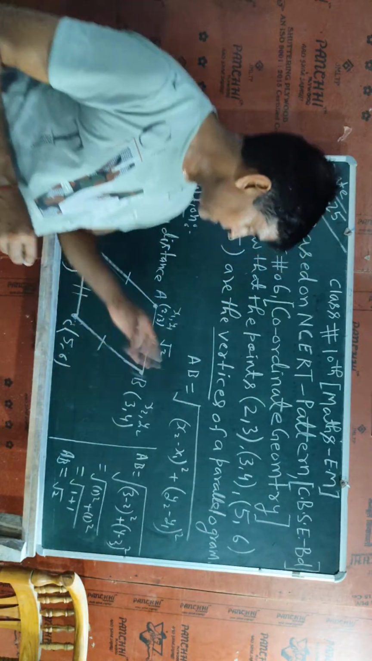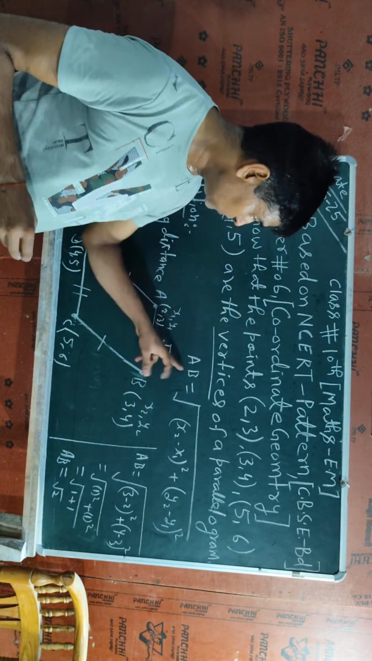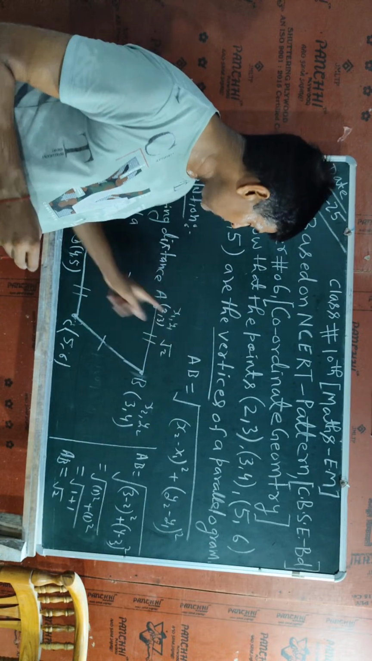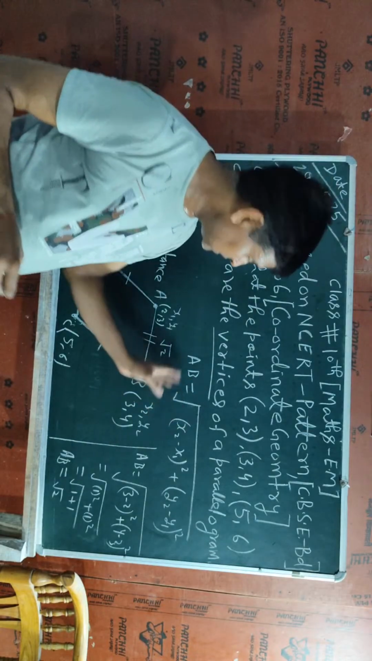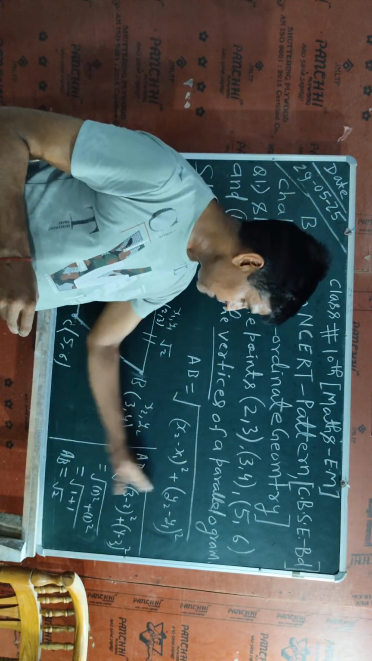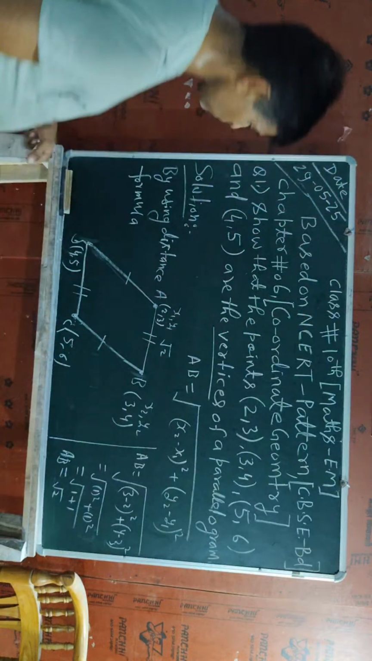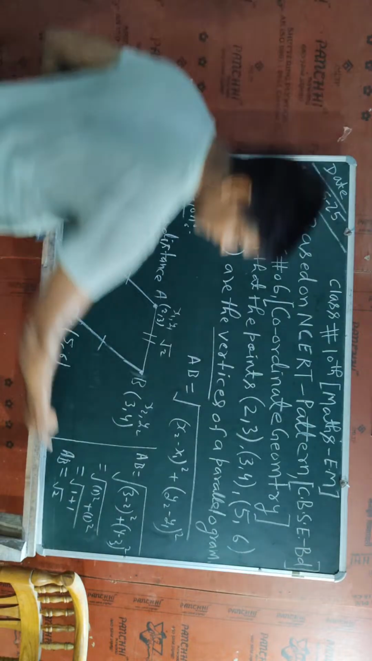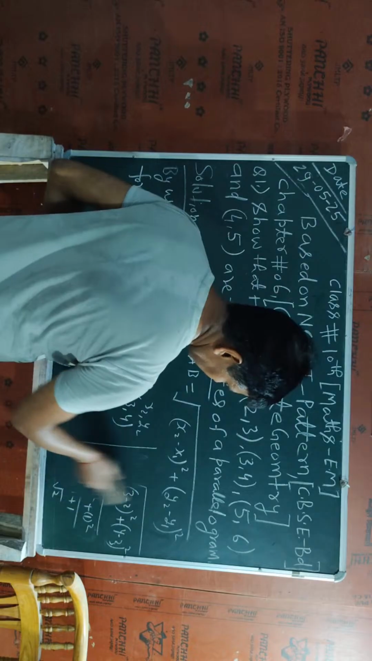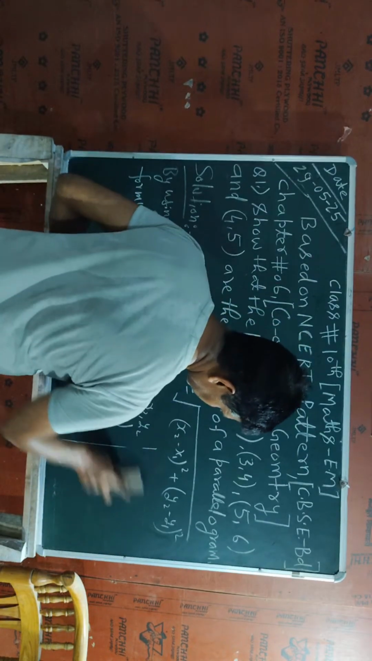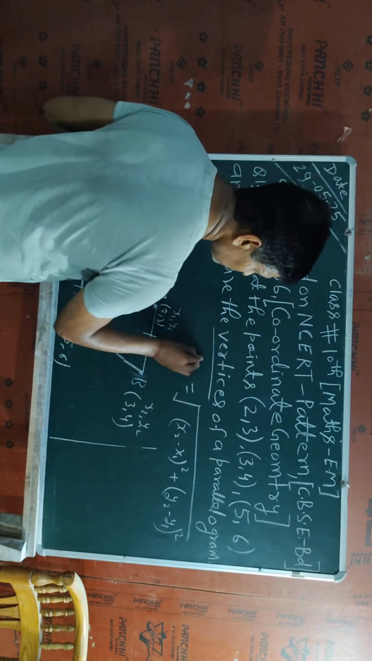Okay, student. Now further I am going to also consider the length of BC, because using the distance formula I have calculated the value of AB. That information I have saved here. So further I am going to erase this one and I will use the same formula for calculating the length of BC. So here I will write BC and the formula will be the same.